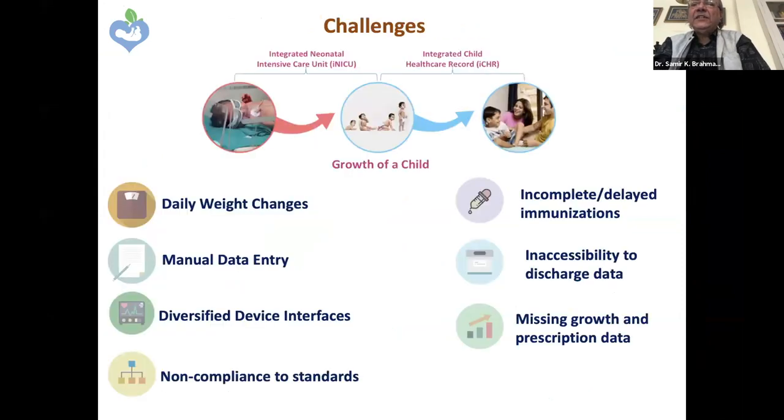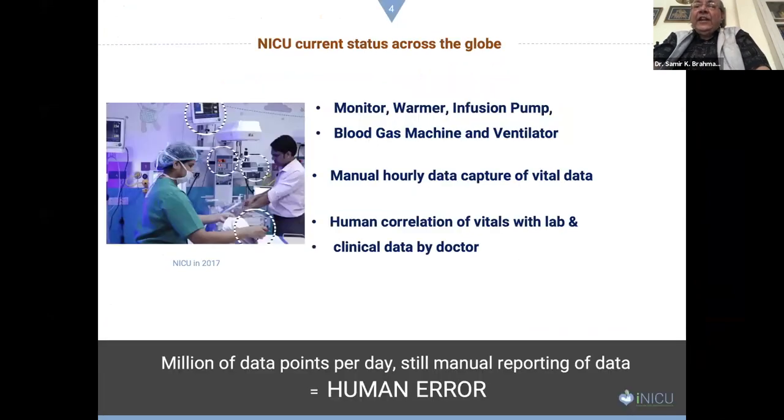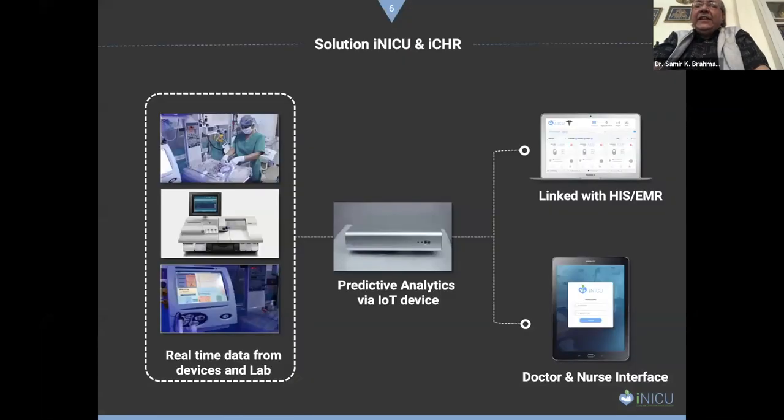About 1 million patients we can still access. There are a lot of changes of data, and these are all manual entry. Can we make everything digitized? So this is a paperless activity. Next slide. So we created this; there are monitors, warmers, blood gas. A child normally has to stay 8 weeks if born below 1200 grams, and human errors are too much. Next slide. It generates 5 gigabytes of data per day.